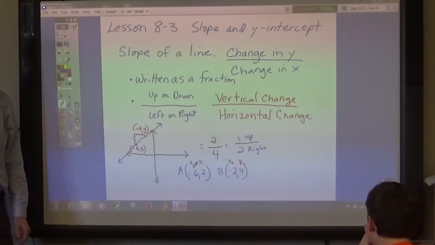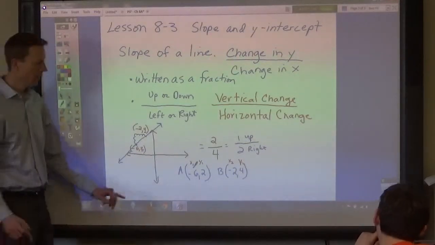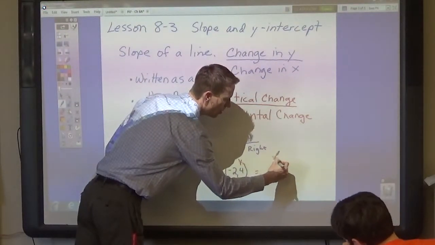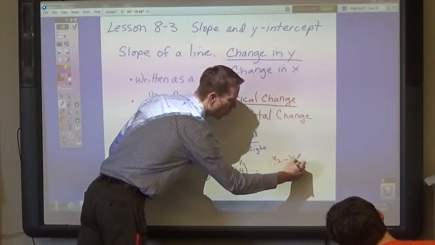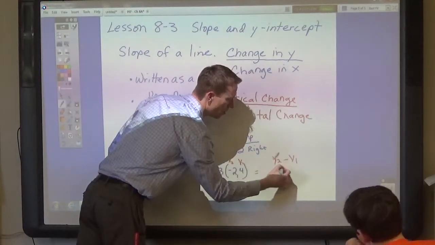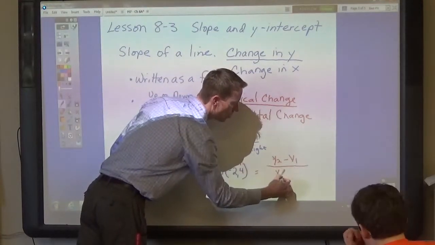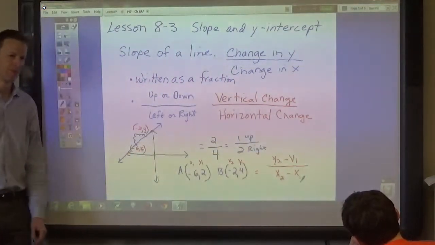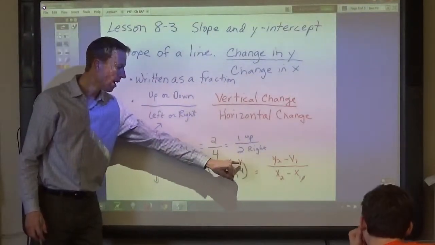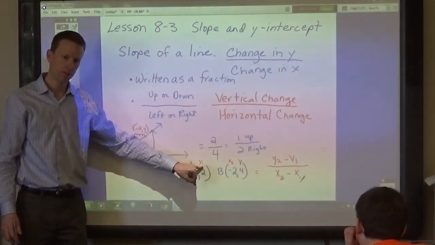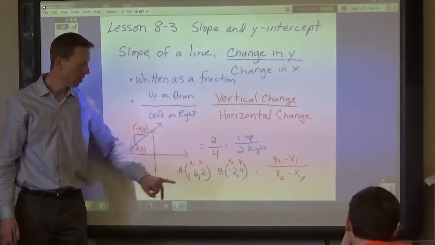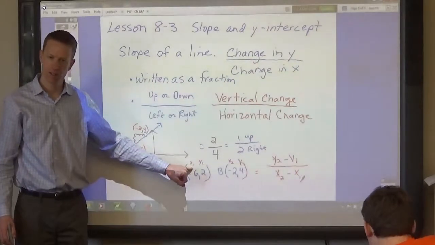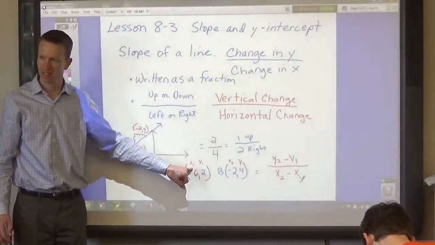Now, the formula for finding slope is to do this. y2 minus y1 over x2 minus x1. In other words, the second coordinate of y minus the first one over the second coordinate of x minus the first coordinate of x. Okay?